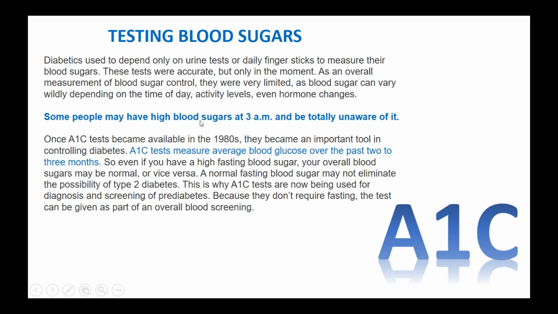Now, keep in mind, the sugars can change throughout the day, even when you're not eating, even at night, with hormone changes. We learned earlier how the hormones can affect blood sugars because it's stimulated with sympathetic and parasympathetic. What happens if you have a bad dream and a nightmare? You don't know if it's real or not, so your body's reacting. You could have a surge, okay? Some people may have high blood sugars at 3 a.m. and be totally unaware of it. Well, how do we do that if we're not up sticking our fingers or peeing in a cup?